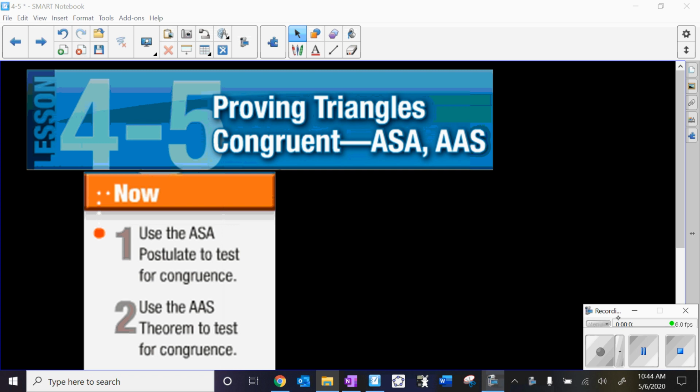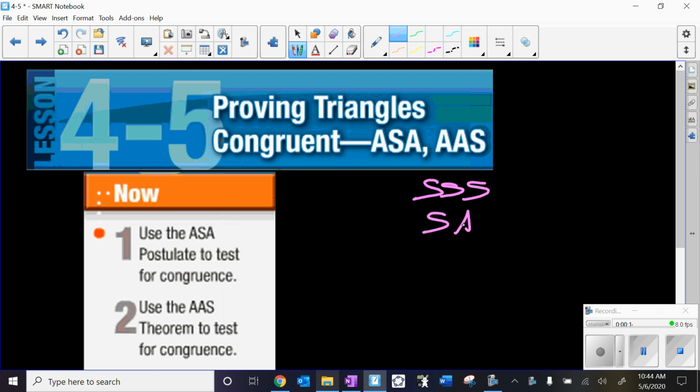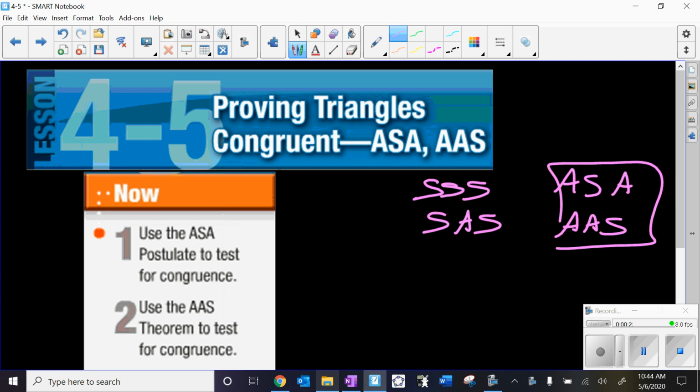In section 5, we're going to look at two other ways to prove triangles congruent. If you remember, in section 4 we looked at side, side, side and side, angle, side. In section 5, we're going to look at angle, side, angle and angle, angle, side. These are going to be the next two ways that we're going to prove triangles congruent.